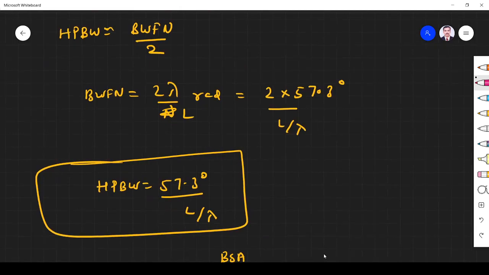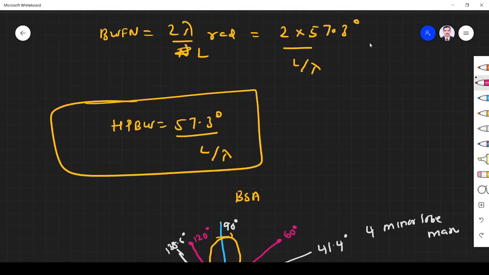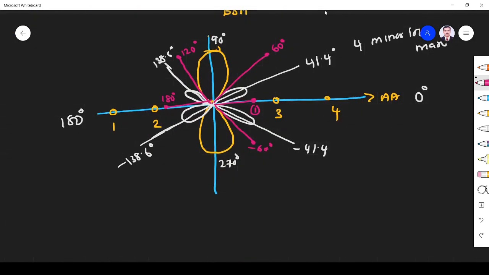And what is the last one? Minus 180. From here it is plus 180. From here also it is minus 180. Right? So 6. These are all the 6 minor lobe minimum, right?